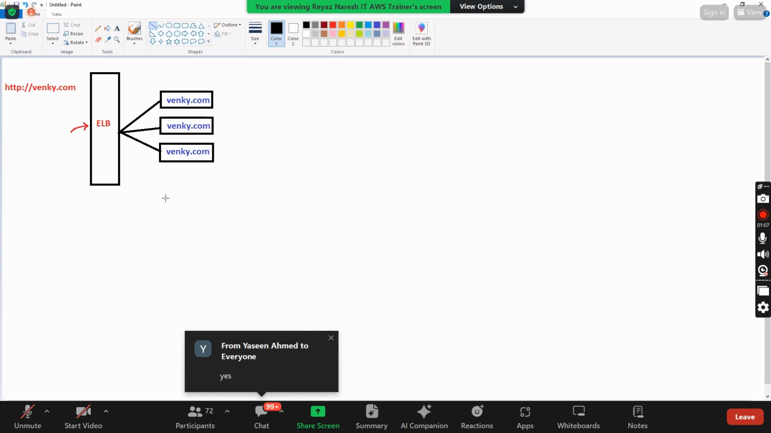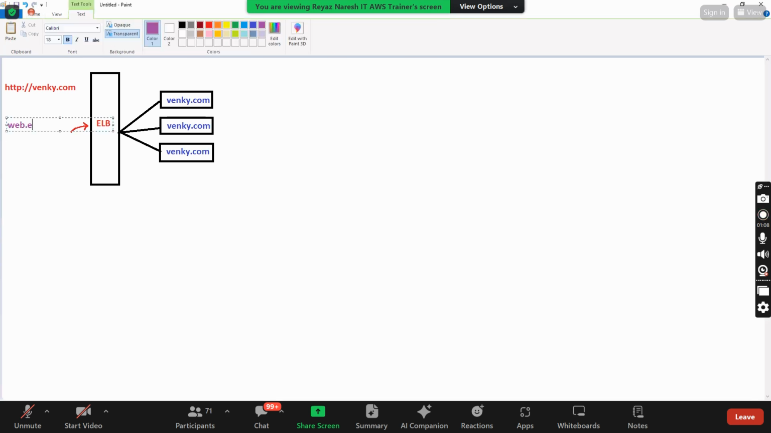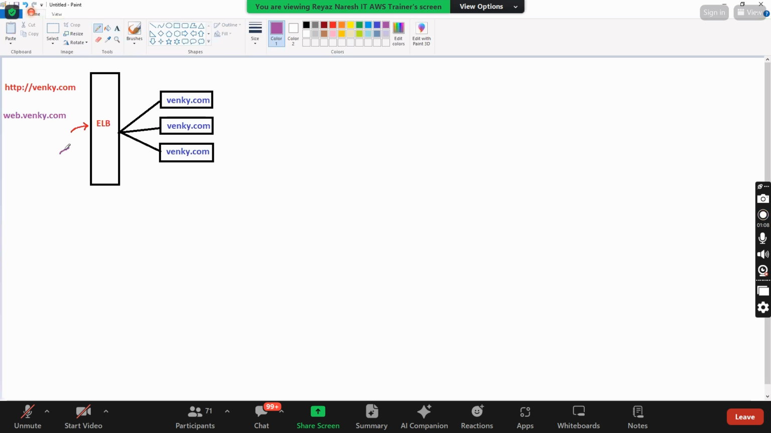So we have a load balancer where we have venki.com, so the venki.com application should be there. Now, assume google.com. Do we have maps.google.com, images.google.com, photos.google.com also? What are all these called? Subdomains. Let's say I have a requirement like this: I need web.venki.com. Is it possible for me to send the traffic to the same load balancer?